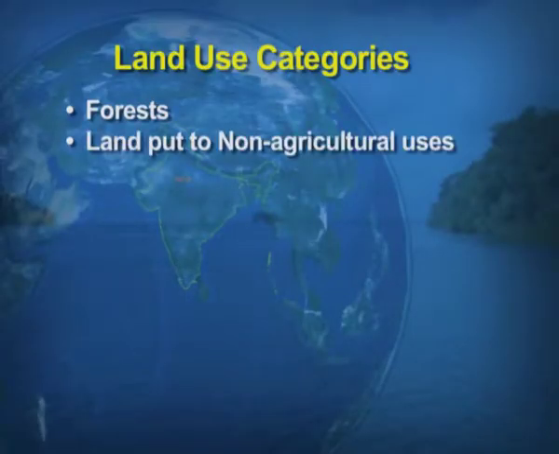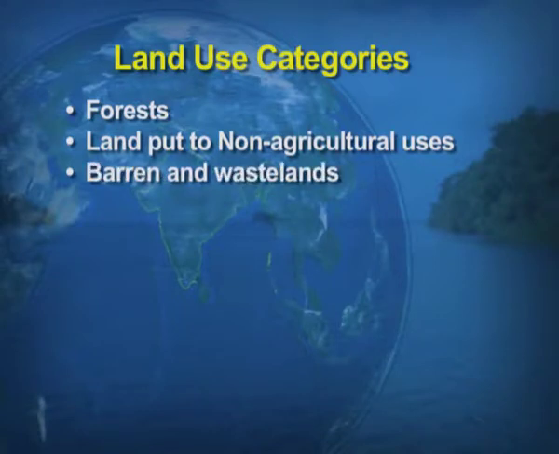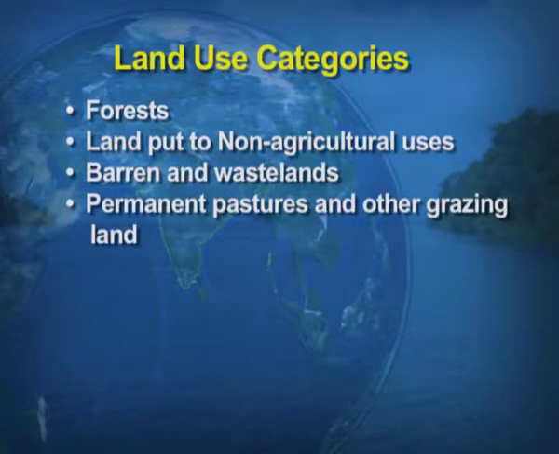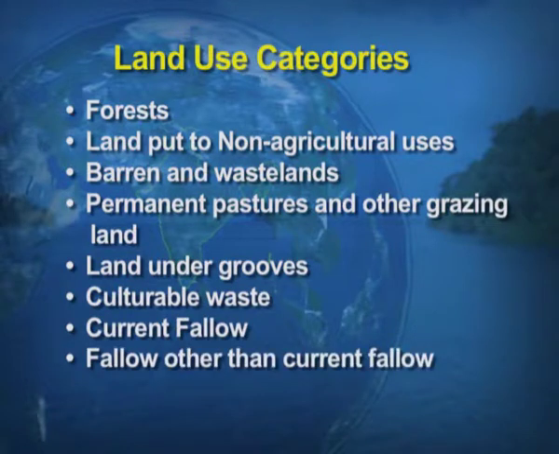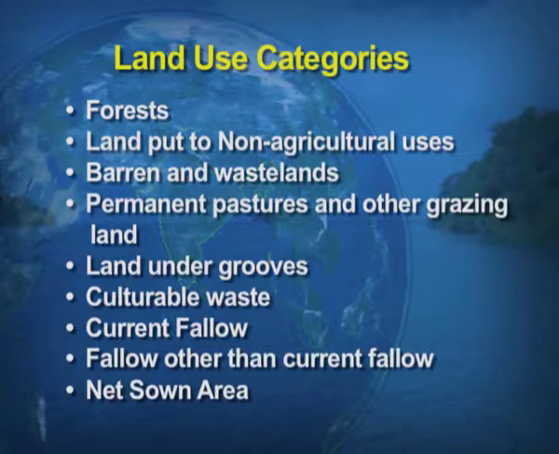Forests, land put to non-agricultural uses, barren and wastelands, permanent pastures and other grazing land, land under groves, cultivable wasteland, current fallow and fallow other than current fallow, and the net area sown. Now dear students, we will be taking up all these categories one by one.